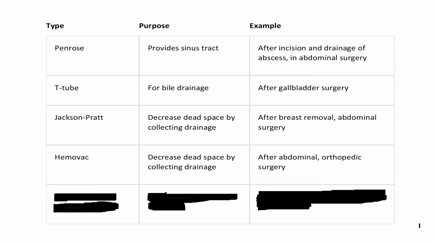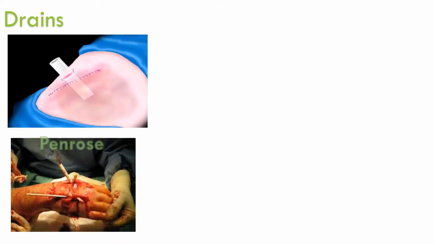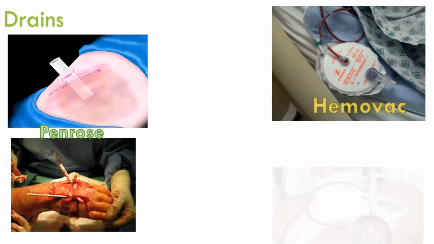While we are assessing, we also want to look for the drains. There are different types of drains. You have a Penrose drain. There are T-tube drains. You have a Jackson Pratt, which is a JP drain. And you can also have a Hemovac. Here's the purpose and some examples. The next slide will give us some pictures. Here are some images of different types of drains that you may see in practice.